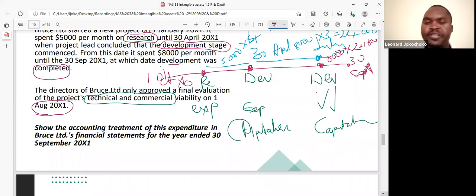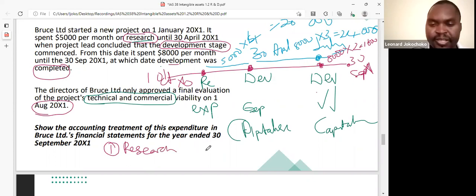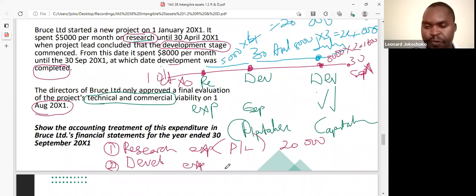Therefore, based on my conclusions, if I were to record these items in my books, the first item, I would debit research expense. This means the same as saying debit profit or loss. I can say debit profit or loss, technically the same thing. And the amount there, we saw that it is 20,000. On the second item, I can also debit development expense. Please know that these two items both go to the profit or loss account because they are expenses. And the amount there is 24,000.